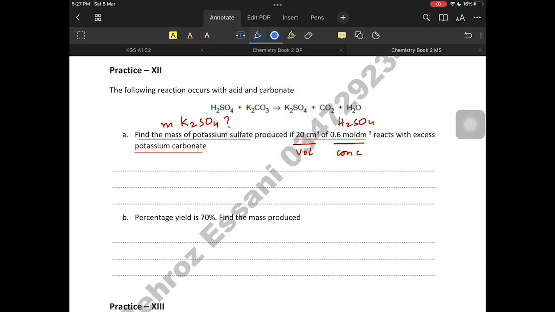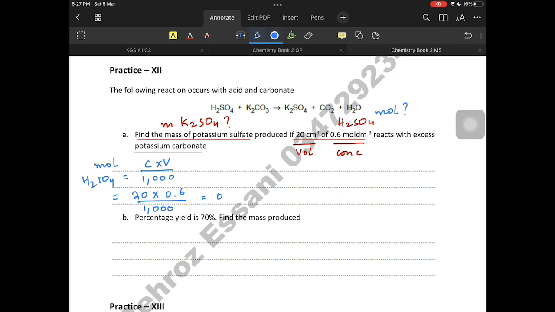So let's first find the moles of sulfuric acid. The formula for an aqueous solution is: mole of sulfuric acid is equal to concentration times volume divided by 1000. So the concentration given to us is 0.6 mole per decimeter cube. Volume is 20 divided by 1000. So it's going to be equal to, divide by 1000.